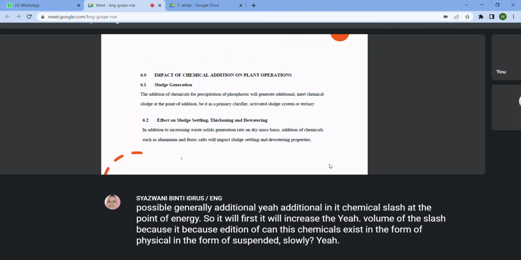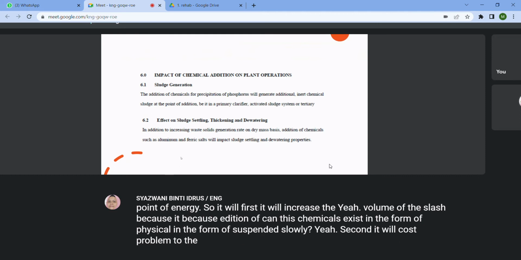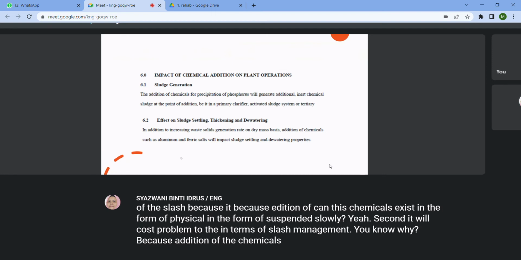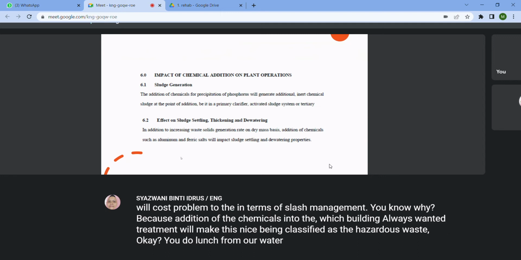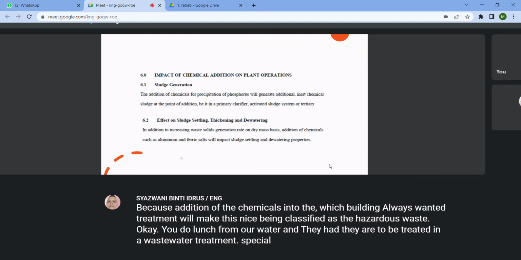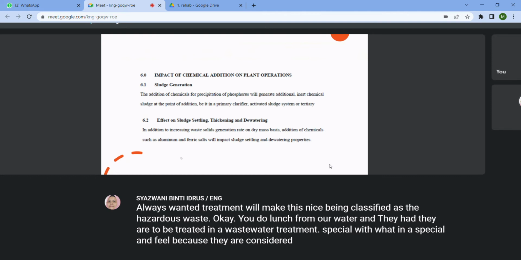Second, it will cause problems in terms of sludge management. You know why? Because the addition of chemicals during wastewater treatment will make the sludge classified as hazardous waste. Sludge from water and wastewater treatment has to be treated in a special landfill because it is considered hazardous waste.